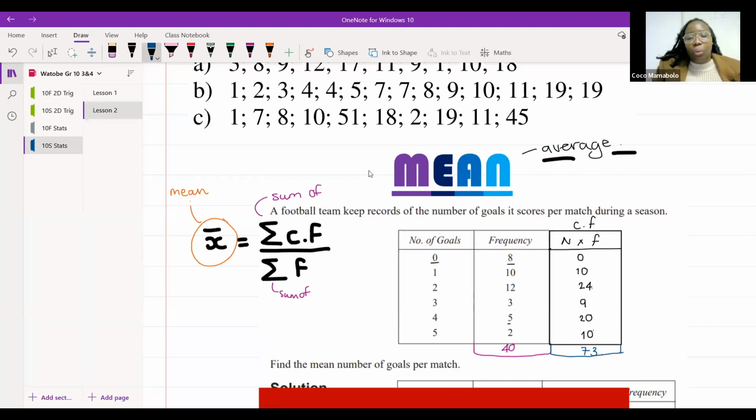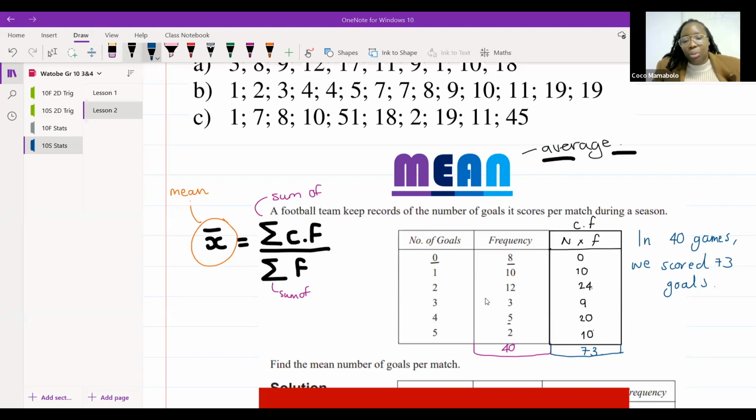Good. So what this tells me is that in 40 games, we scored 73 goals. Some of the games we didn't score at all. Some of the games we scored more than we should have. Some of the games, we were almost there, right? So now, what is the average goal per game?